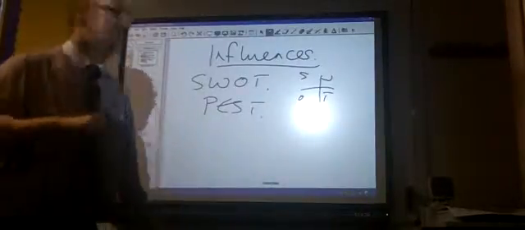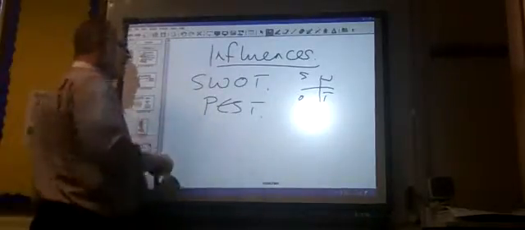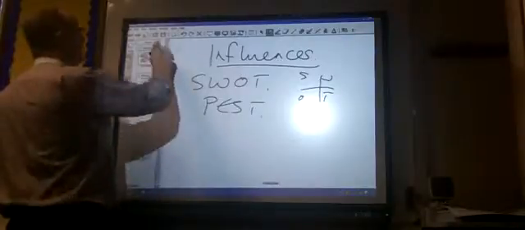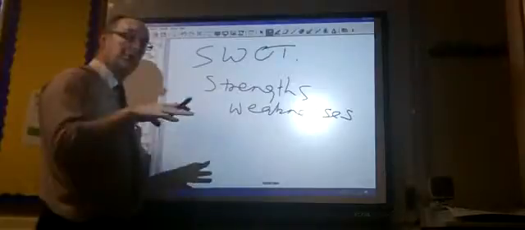What's PEST stand for? PEST is political, economic, sociological, technological. Yeah, I'll write them out for you. Don't worry, darling, I'll write them out for you. Right, you have SWOT, which are strengths, weaknesses. This is all going back to the organisation again, the structure of it.